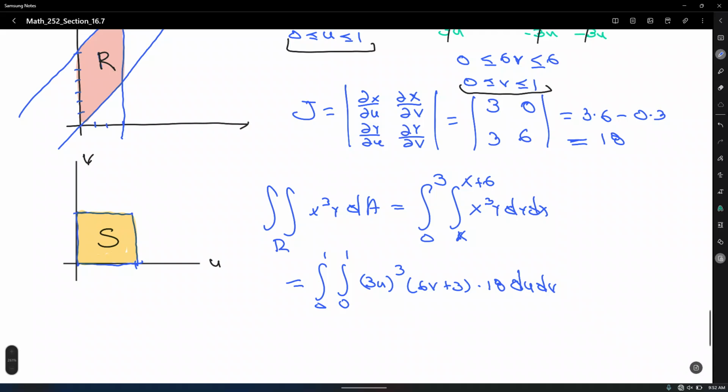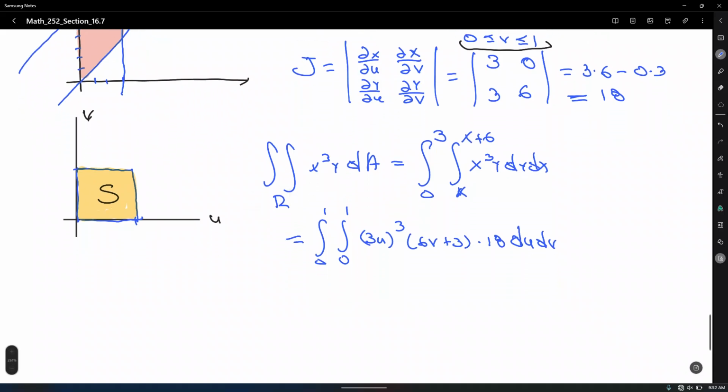I'm not going to evaluate the integral again. You can easily cube that 3u, distribute it with the 6v and the 3u right here, and you should get as a result 656.1.